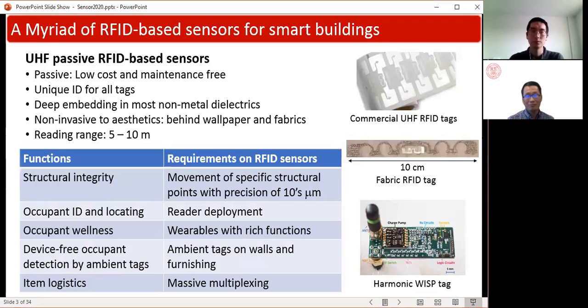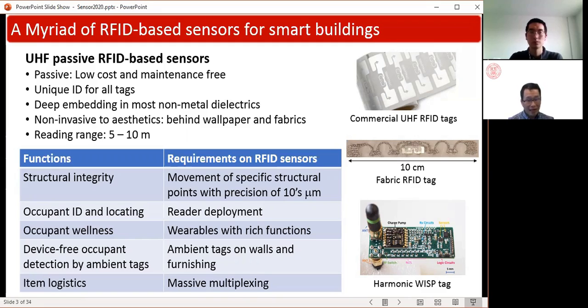So in a smart building in the future, we imagine there will be many RFID-based sensors. Why RFID-based sensors instead of other sensors? RFID has the unique advantage that it's passive, low cost, and maintenance-free. You don't have to worry about battery life, recharging, or recycling. There's no battery involved. It has this unique advantage.